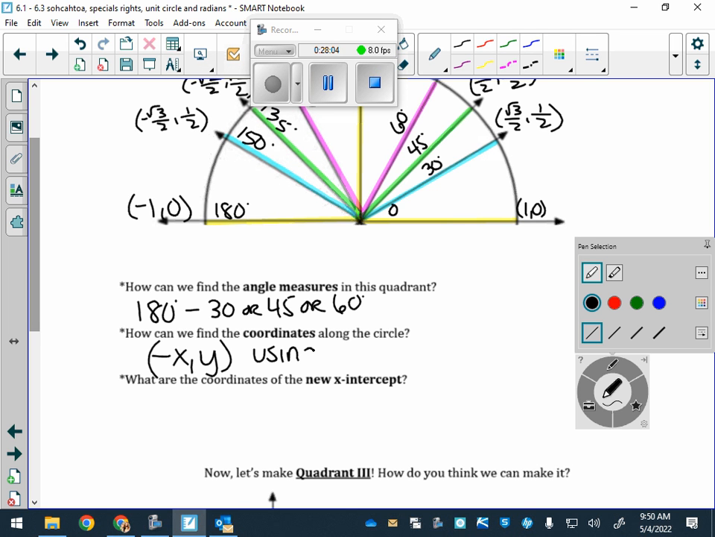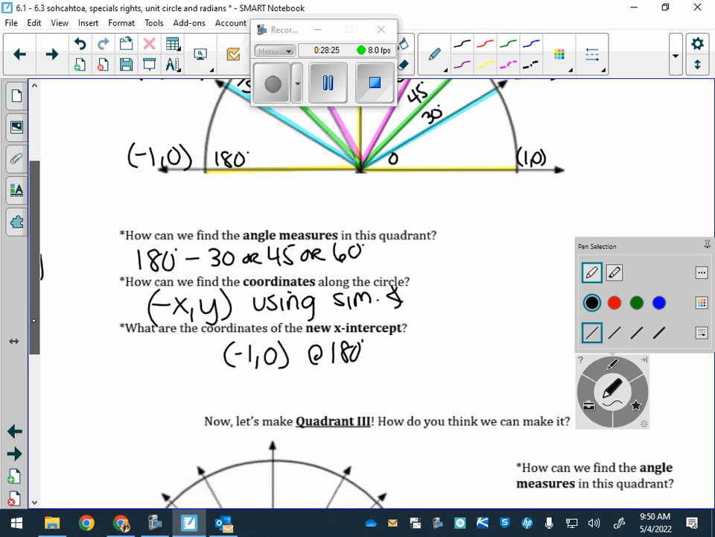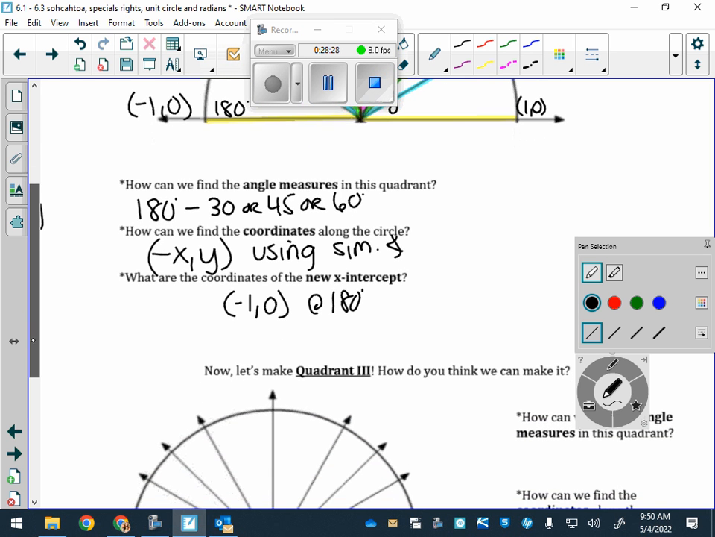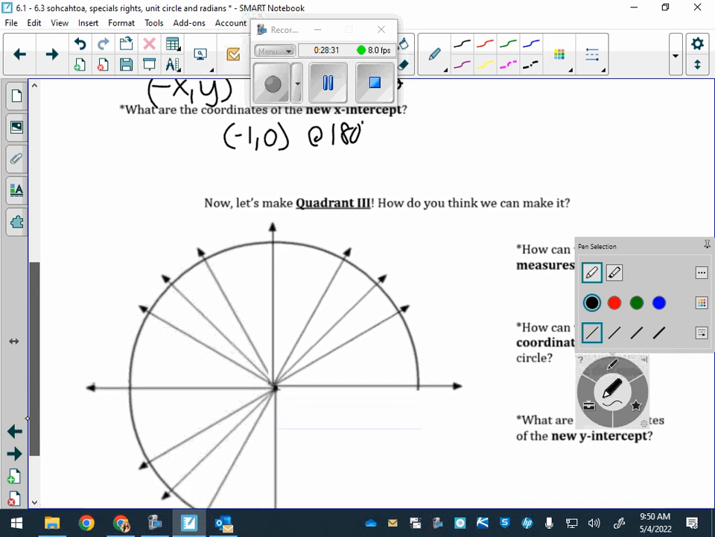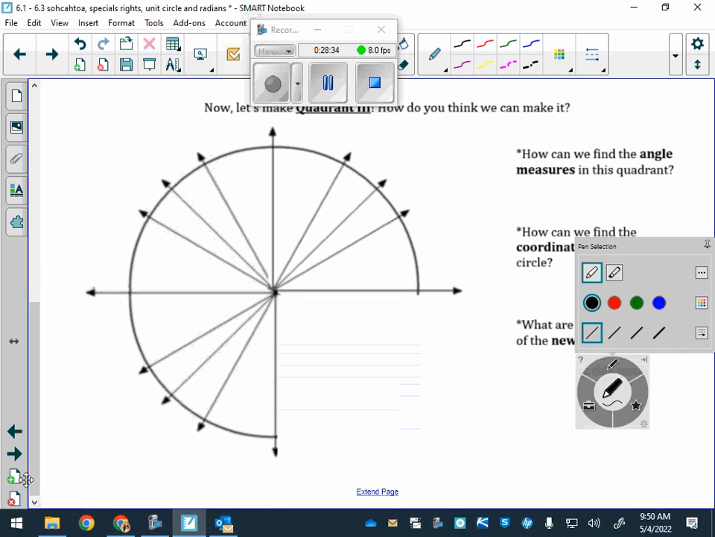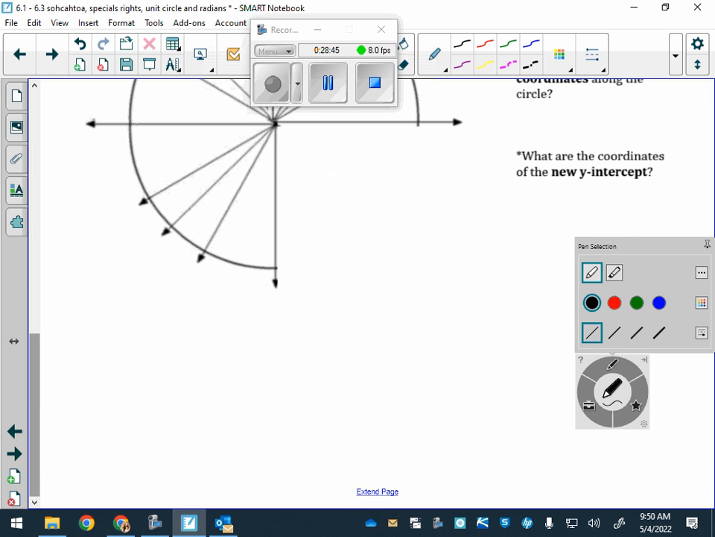And we're using similar angles. And our new x-intercept is negative 1, 0 at 180 degrees. So now, if we move to quadrant 3, what's going to be different? Y is going to be negative as well. So x and y are both negative in quadrant 3.